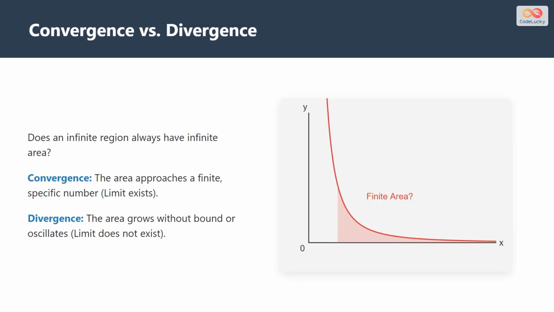Visually, we are asking a geometric question. Can a region that extends forever actually have a finite area? If the area approaches a specific, finite number, we say the integral converges. If the area grows without bound or doesn't settle on a value, we say it diverges. This graph shows the area under a curve extending to the right.